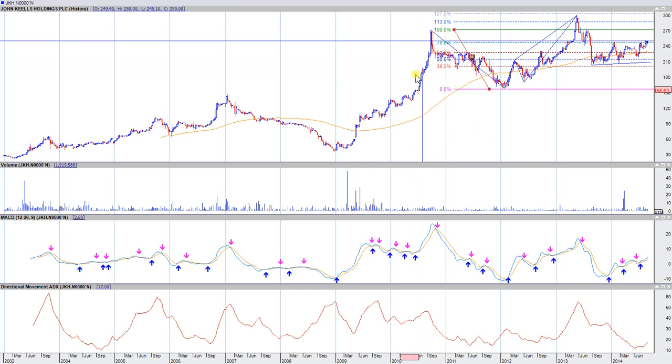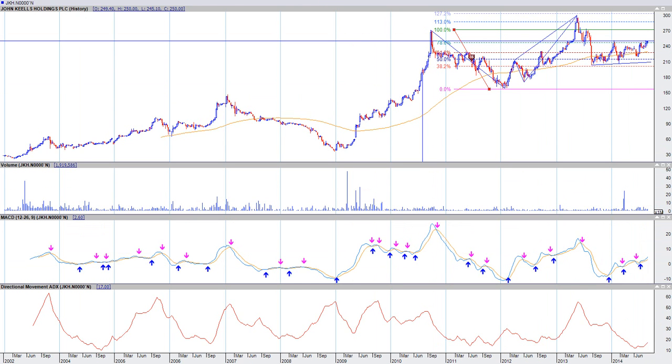And are we seeing any more action on JKH? Yes, the JKH directional movement ADX is around 17. I prefer it to be above 20 when I'm bullish. MACD, let's see, it's all pointing up. The recent signal is a buy. Yes, very good. So all is pointing us towards one direction, that is that price is going to go for some kind of appreciation. Very nice. So this is what we need.